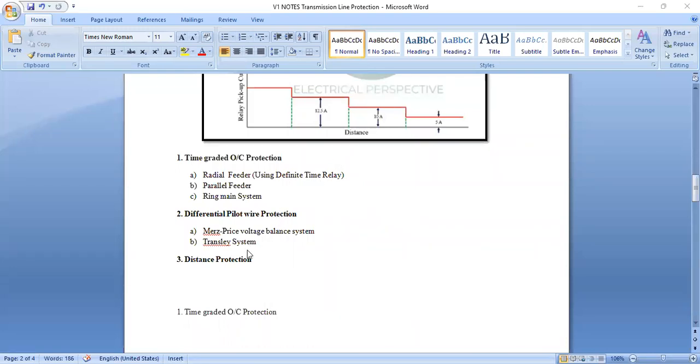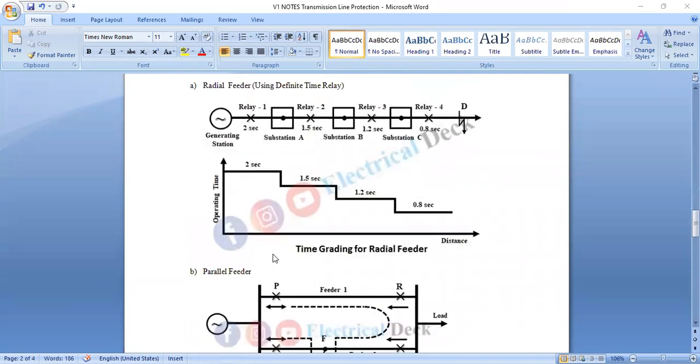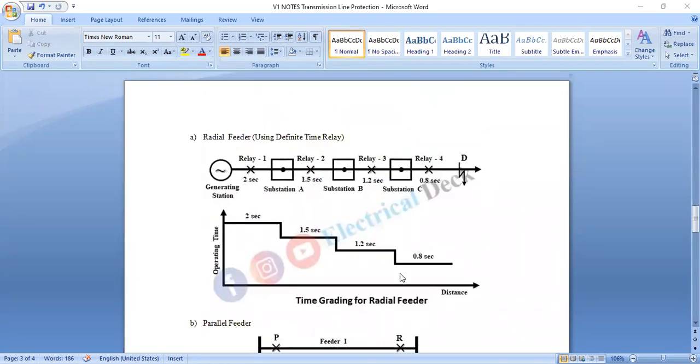Here is the figure for the time grading system. It is the scheme of the overcurrent protection in which time discrimination is incorporated. In other words, the time setting of the relays is so graded that in the event of a fault, the smallest possible part of the system is isolated.